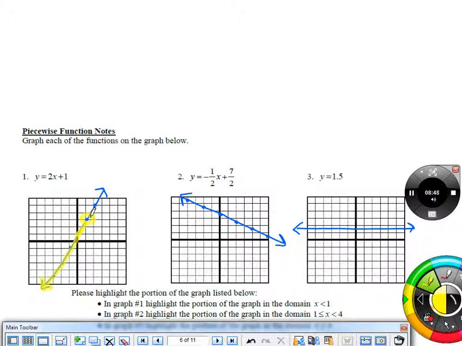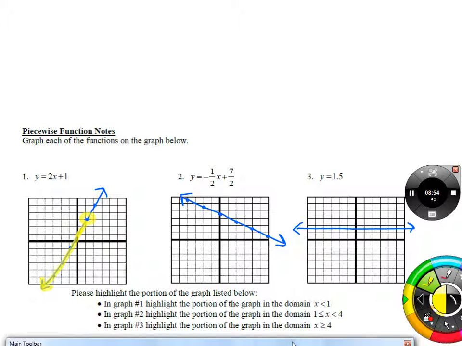So then if I want to highlight on the next graph the portion of that graph that is within the domain when 1 is less than or equal to x, which is less than 4, what portion of this line am I highlighting? What point should I put my pen on to start? 1, but like right here 1? 1 on the line. If I didn't know where that was, could I quickly plug 1 in here and figure out where it was on this line? Yes. Okay. So 1 comma whatever this is, which happens to be right here. Is it included? Yes. Okay.